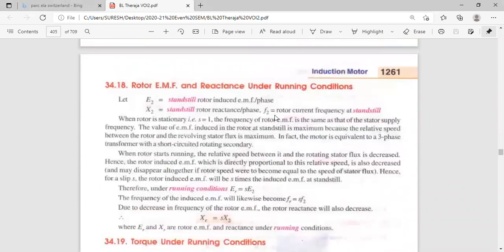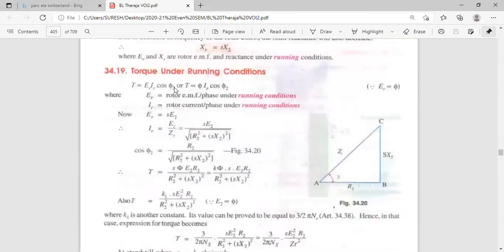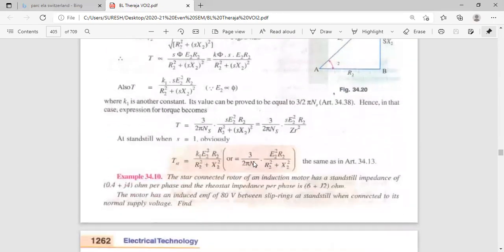When the rotor is in running condition, previously we had taken the standstill condition. At standstill, N is 0, but in running condition slip is there. In running condition, we'll get S here. Torque formula I write down. I am showing with the cursor, write on this.